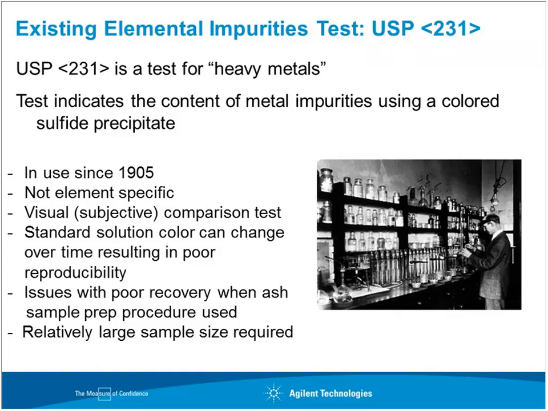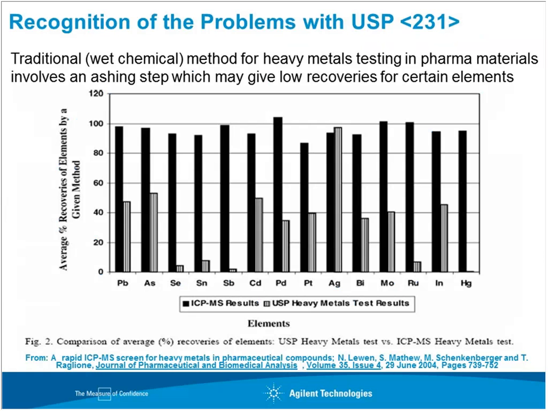So there's issues with poor recovery as well when the ash sample prep procedure is used. And in some cases, depending on the procedure, relatively large sample sizes are required, anywhere from 1 gram up to 5 grams, which isn't often convenient. So bottom line, it's a subjective test. It was developed before the advent of modern analytical instruments, yet it's still in use today. So it's long been known 231 is a relatively ineffective test.